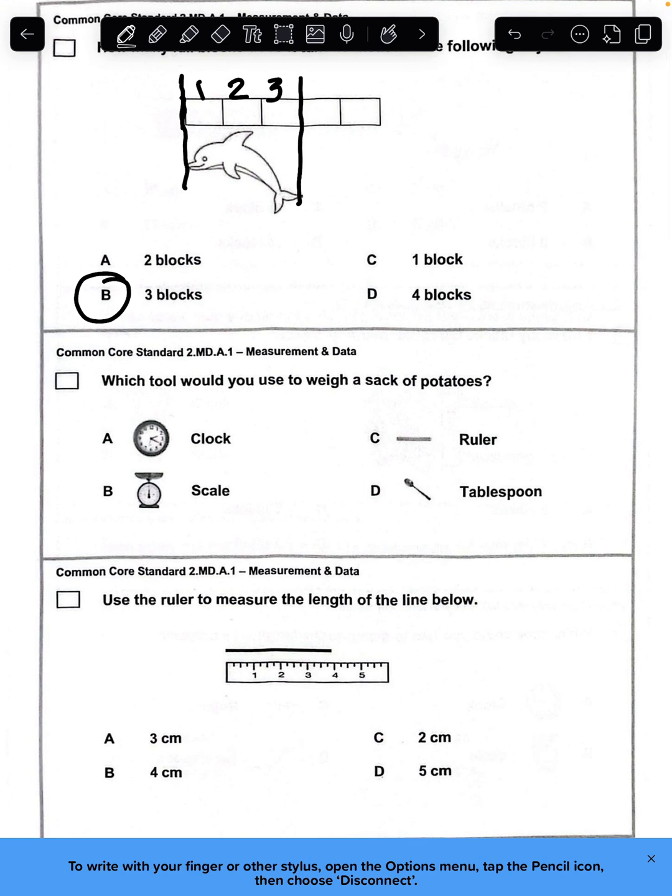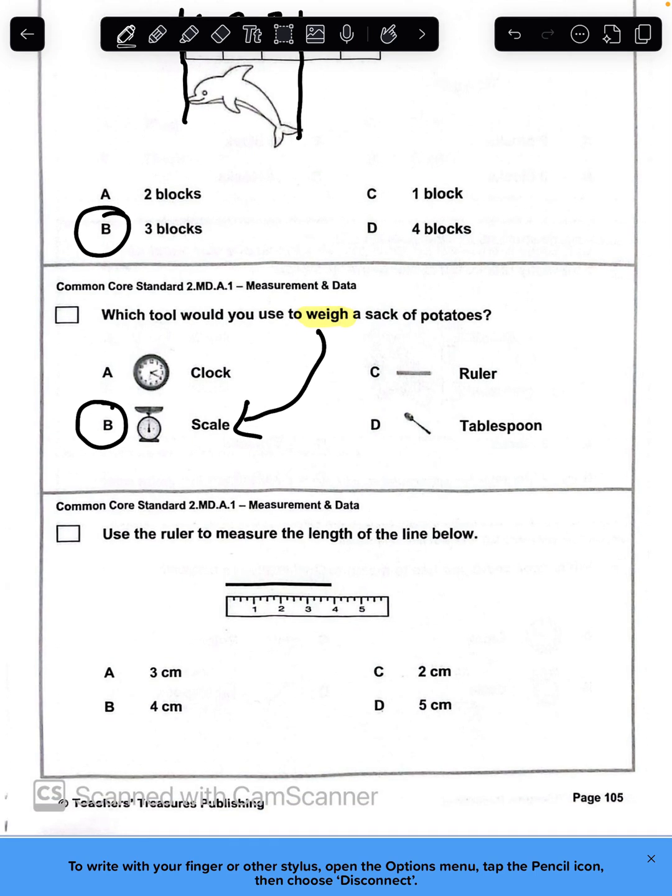Number 2, which tool would you use to weigh a sack of potatoes? So here, the key word is weigh. And usually when you find the weight of something, like find out how many pounds or ounces an object is, you would use a scale. So the answer to this one is B.